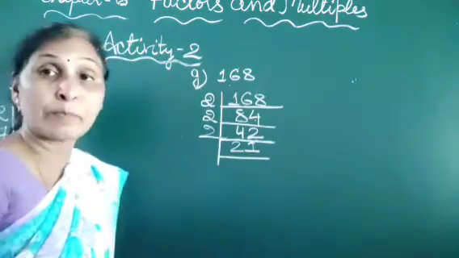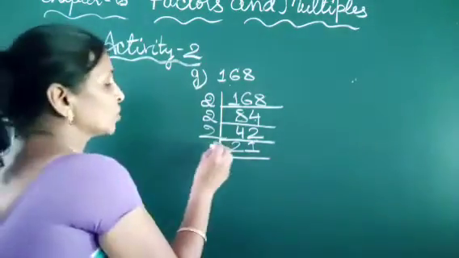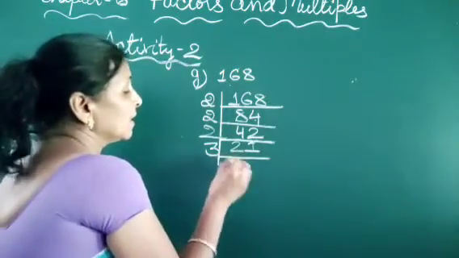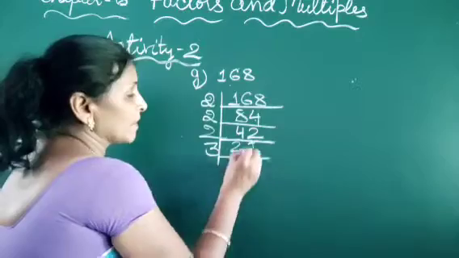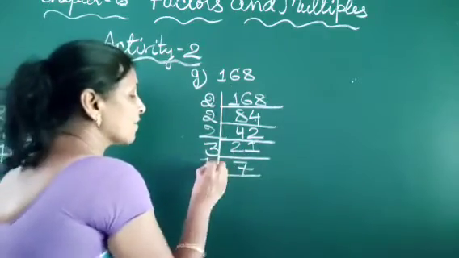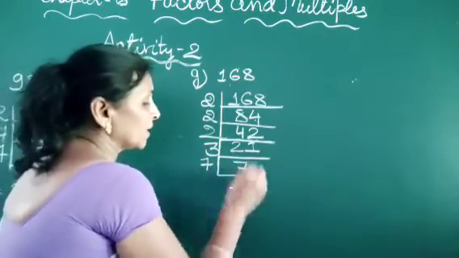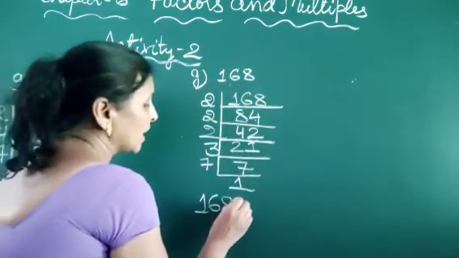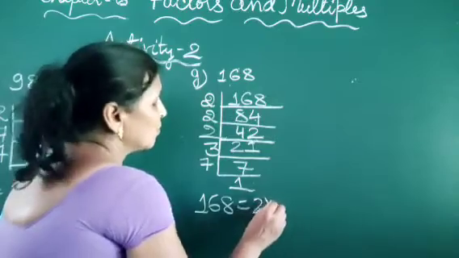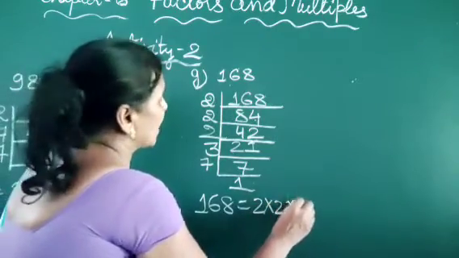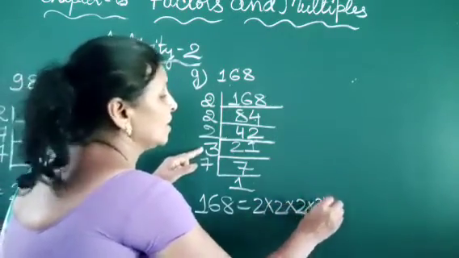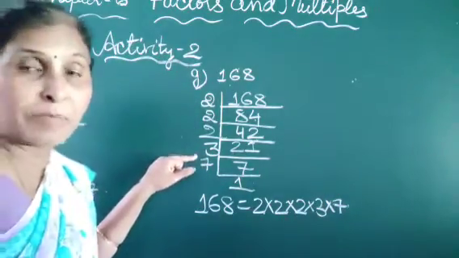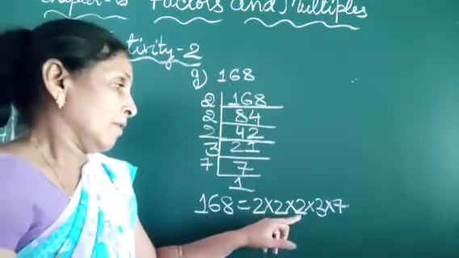The next prime number after 2 is 3, and 21 is divided by 3. Then 7, 3 7s are 21. Then 7 is divided by 7, then it comes 1. The prime factorization of 168 is 2 multiplied by 2 multiplied by 2 multiplied by 3 multiplied by 7. The left hand side numbers we multiply with each other.